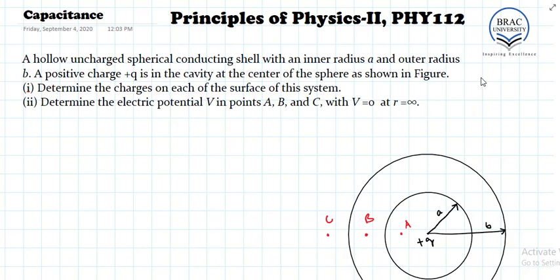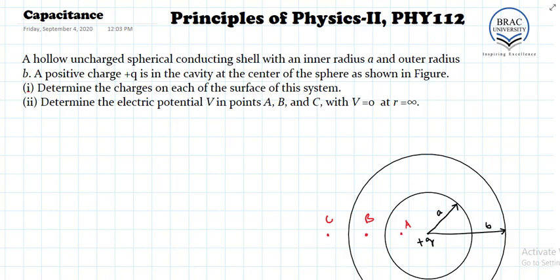Alright, this is a hollow uncharged spherical conducting shell with inner radius a and outer radius b. A positive charge +q is in the cavity at the center of this sphere. Now we have to find the charge on each surface of the system and also the electric potential at points A, B and C.